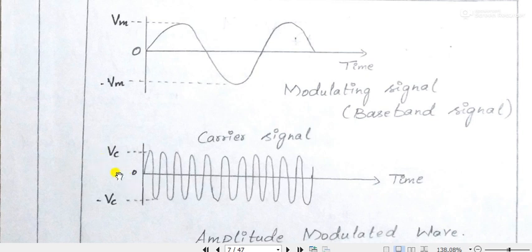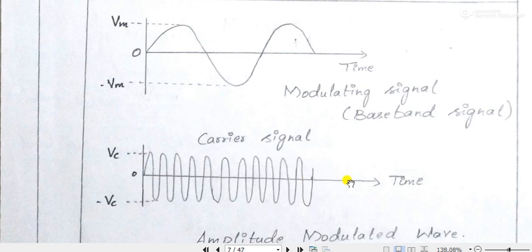From Vc to minus Vc, this is the amplitude of the carrier signal, and from this point to this point, this is one sinusoidal signal, or we can say this is one cycle of the carrier signal. So both the modulating signal and carrier signal are sinusoidal signals, but the carrier signal has higher frequency than the modulating signal.